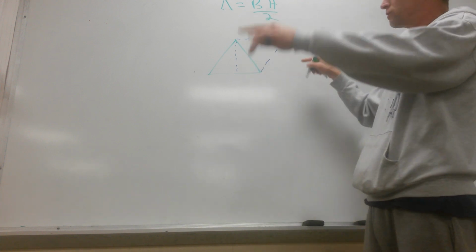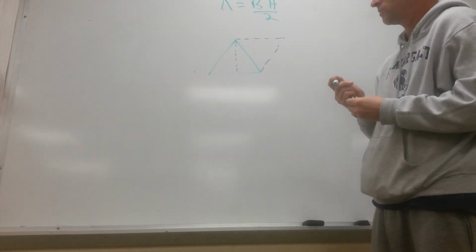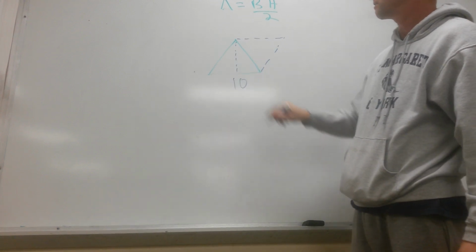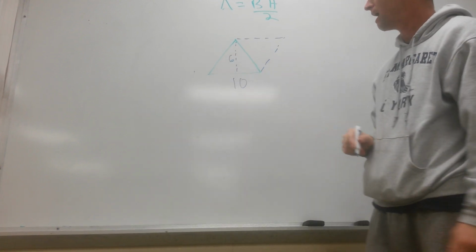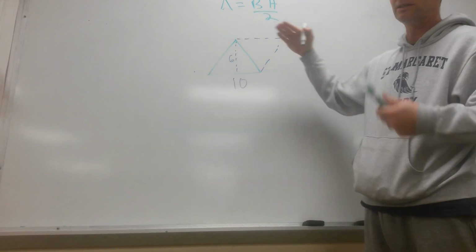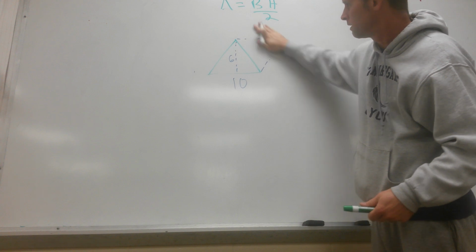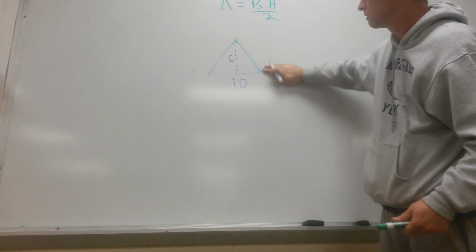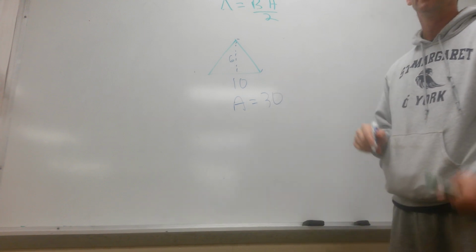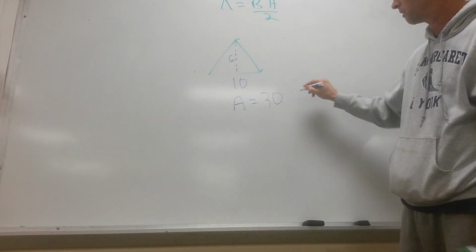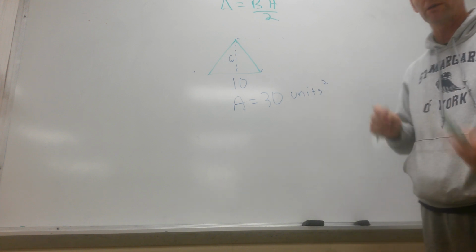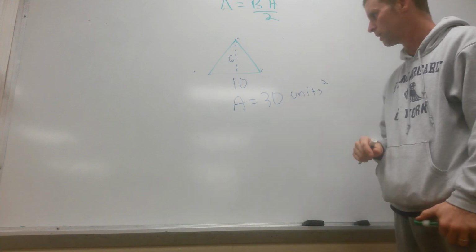And again, not drawn to scale. I'm just making up numbers. Say this is 10 and this is 6 units high. So it would be 10 times 6, which would be 60. But remember, it's a triangle. So the area would be 30 square units. All right? Units with a little square on it. Okay? Meaning little 1 by 1 squares.